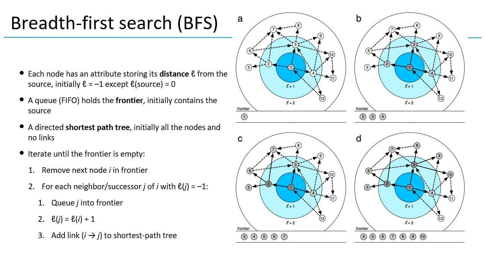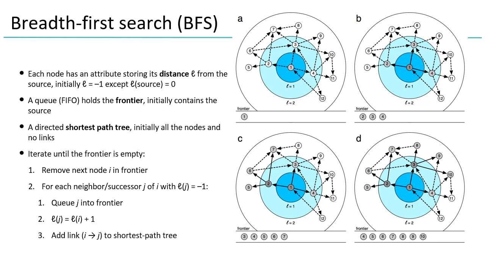Actually, in this algorithm, each node has an attribute L storing the distance from the source. Initially, L is -1, except the source, which is 0. This one is 0, so this one is the source. All others are -1. And Q holds the frontier. The frontier is the neighbors of the visited nodes. In this case, your Q is 2, 3, 4.